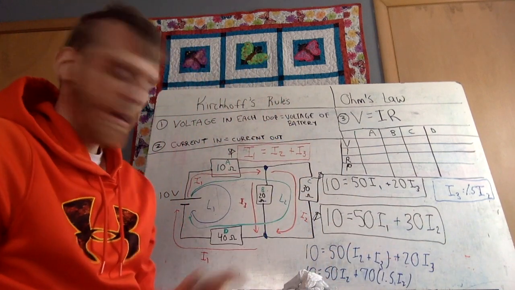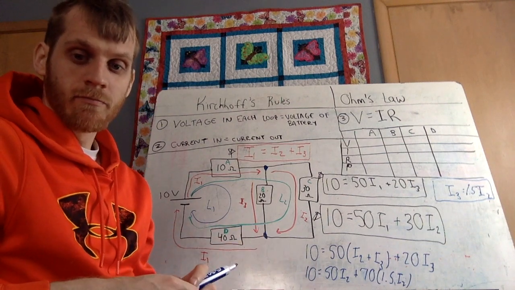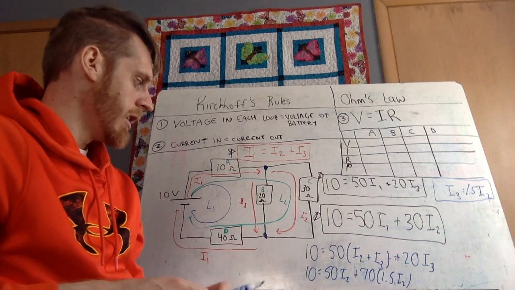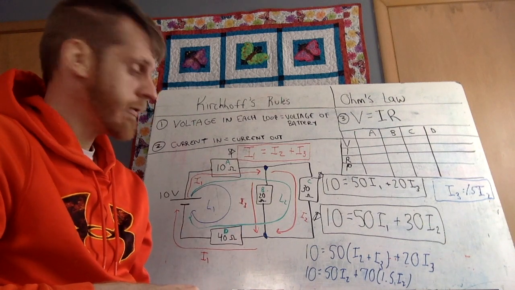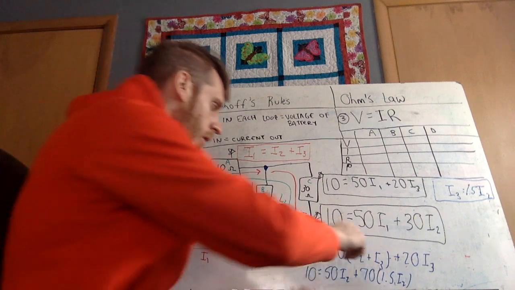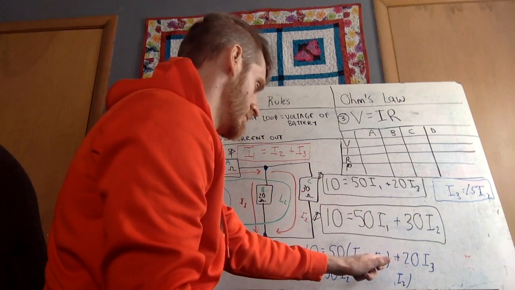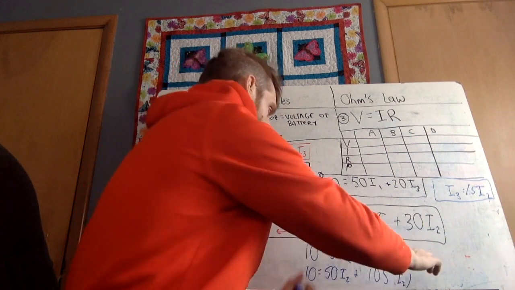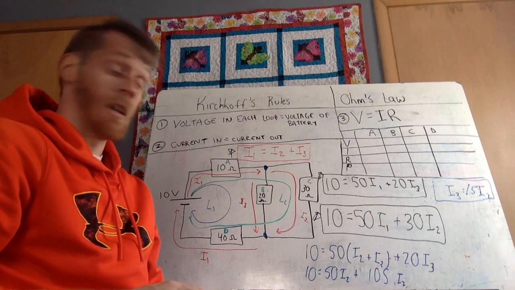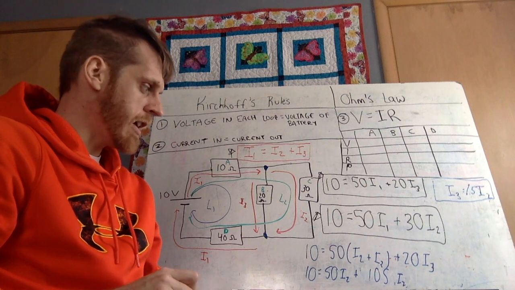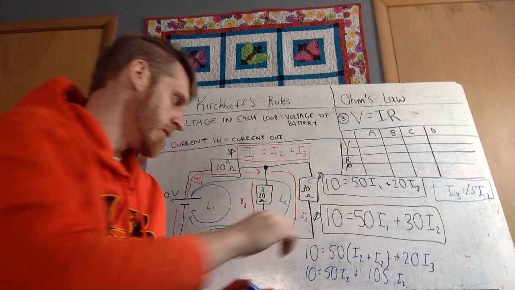Now I have one variable in that equation. I have 70 times 1.5, which is 105. So 70 times 1.5 is 105 I2, plus 50 I2 equals 10. Well, 105 I2 plus 50 I2 is 155 I2.